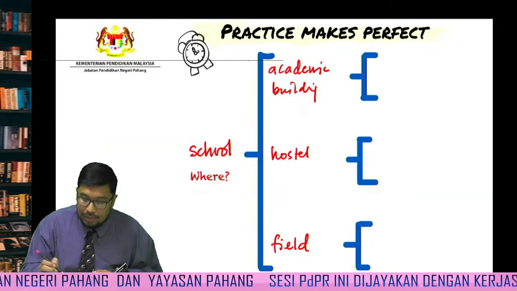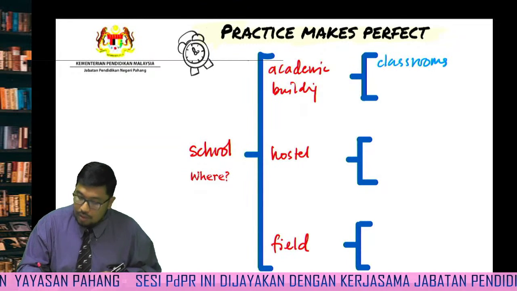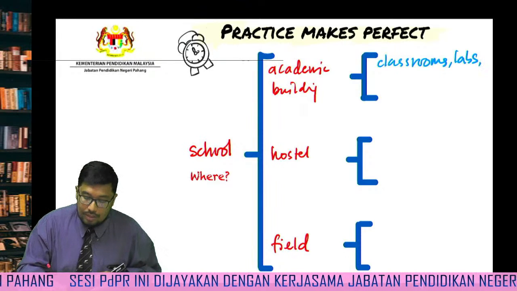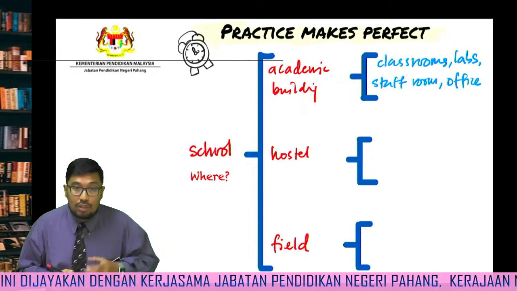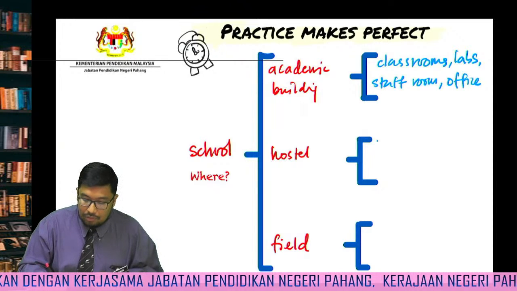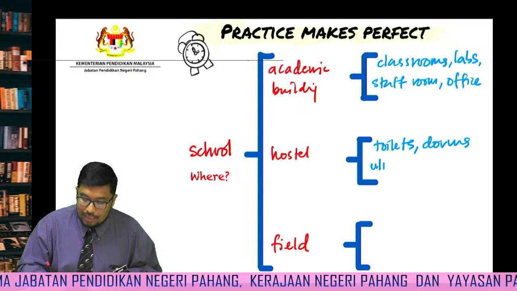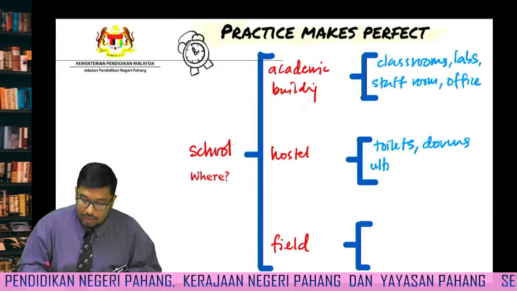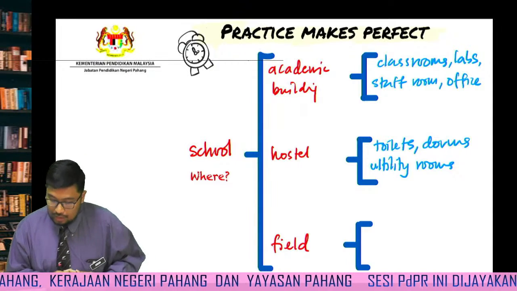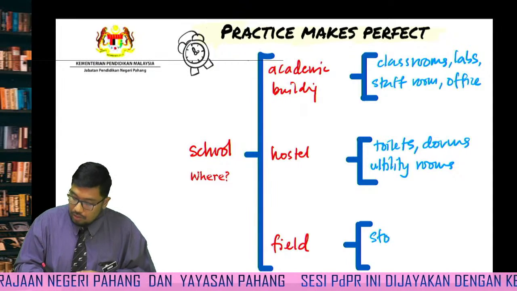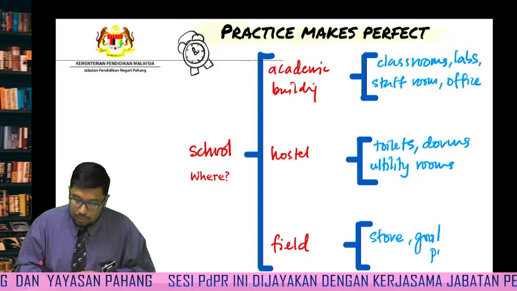What can be found at the academic building? Classrooms, labs, staff room, and maybe the school office. And then when you go to the hostel, what are the things that can be found? Toilets, dorms, or maybe your hostel has a utility room, a room for you to iron your clothes and so on. Right? And at the field, what can be found? Store, and also maybe you want to describe the goalpost as well.